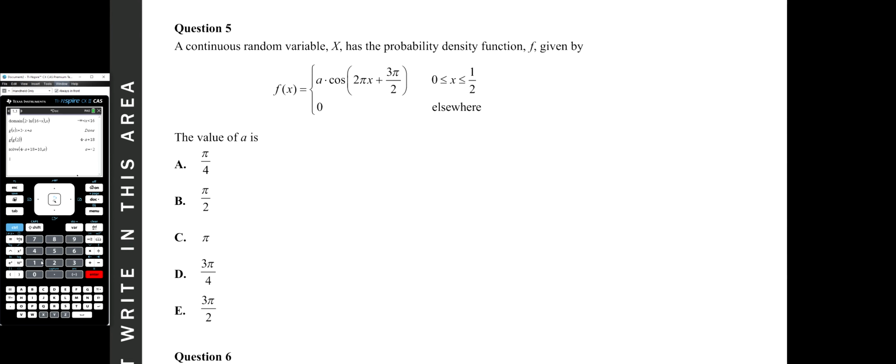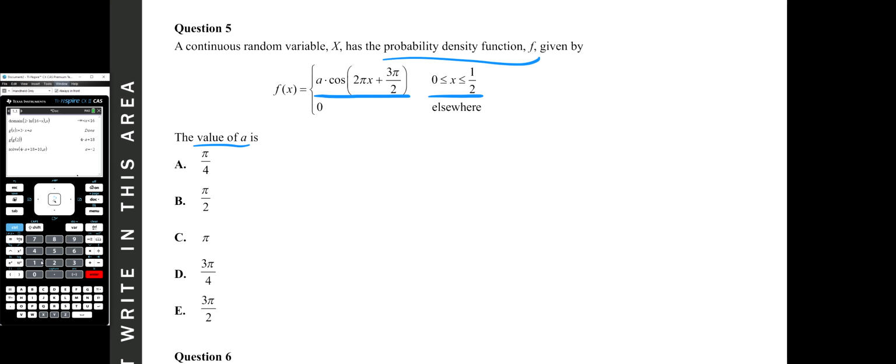Moving on to question 5. We are told that we have a continuous random variable with a specific PDF given by this function f over here, and it's simply a times cos of 2 pi x plus 3 pi over 2, and it's defined between 0 and half. Our job is to find the value of a.